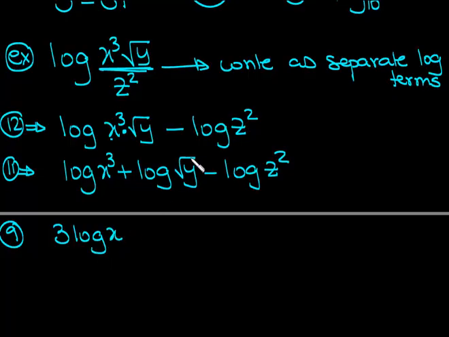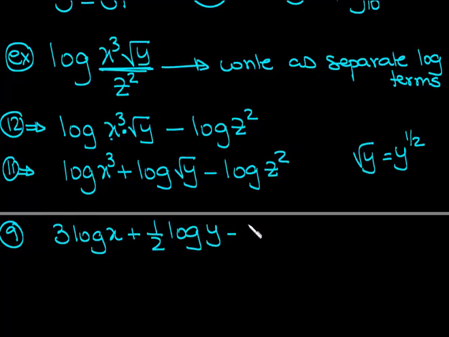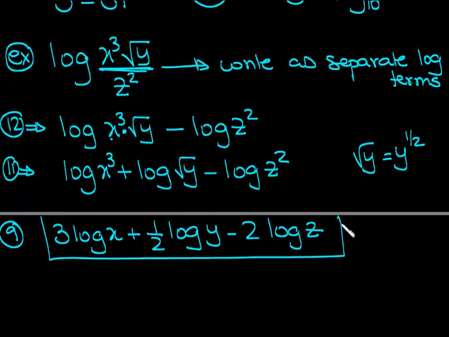Now this is square root of y. If you remember from the section on exponents and radicals, this can be written as what? y raised to 1/2. So this is really a half here. The half can come in the front. So I get 1/2 log of y minus 2 can come in the front, log of z. And there's your answer. They wanted us to write this as separate log terms, and we just did that.